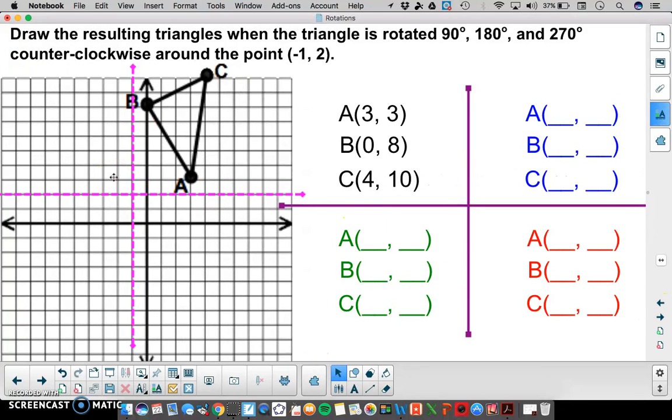Lastly, I want to draw the resulting triangles when the triangle is rotated 90, 180, and 270 degrees counterclockwise around the point -1, 2. So this problem now gives us a new center of rotation that is not the origin. We're going to treat that point as our origin. And so when we rotate this, we're going to rotate all of this together and pretend that this point -1, 2 is now our origin. I want you guys to try this one and we'll go over this one in class.